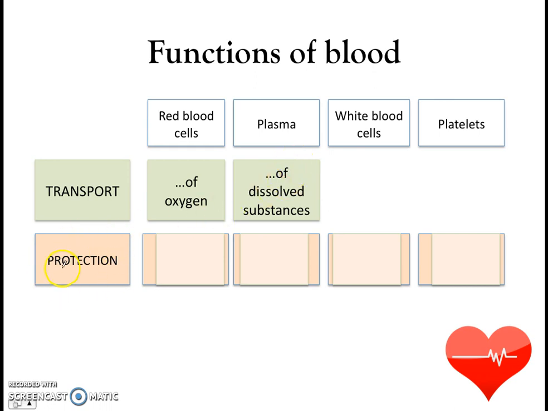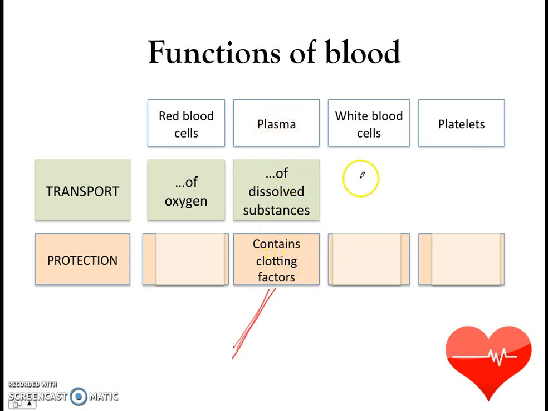How about protection? Now, protection refers to protecting the body from foreign invaders, bacteria and viruses. And blood plays a very important role in protection. So let's start with the plasma. Now, the plasma contains clotting factors, which help in clotting. And clotting actually is part of protecting. Well, imagine you have a wound and you've cut yourself. That's an opening for foreign invaders like bacteria and viruses to come in and attack you. But clotting helps to seal up that wound so that you are protected. Alright, so that's the role of plasma.